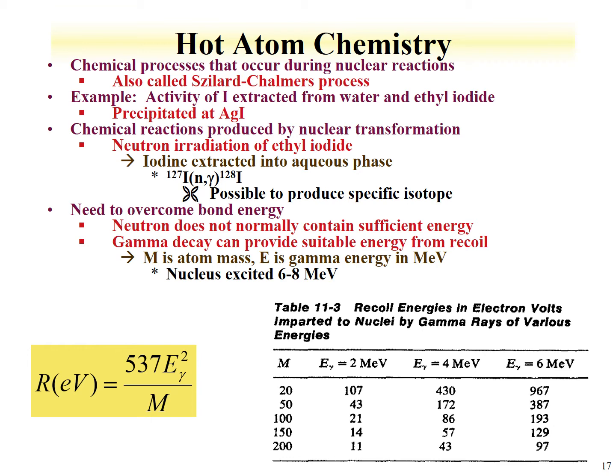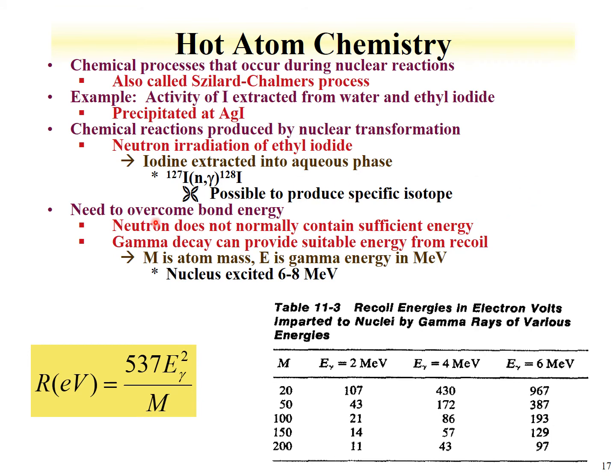And this is due to the fact that the interaction with a neutron causes a chemical reaction. So that is described here. The iodine gets extracted into an aqueous phase from this organic and then precipitated. In order for this hot atom chemistry to occur, the reaction needs to overcome bond energy.